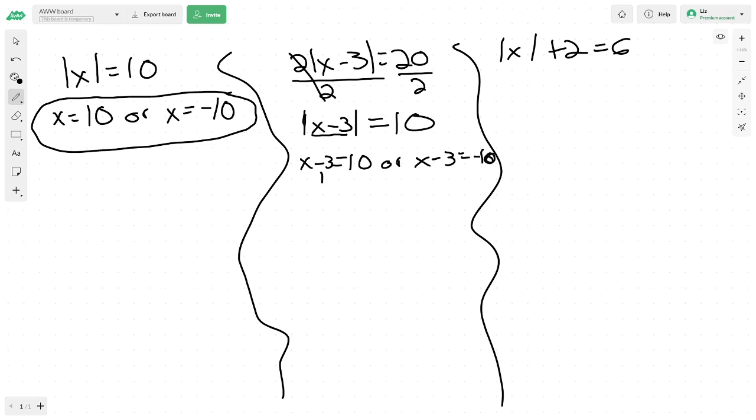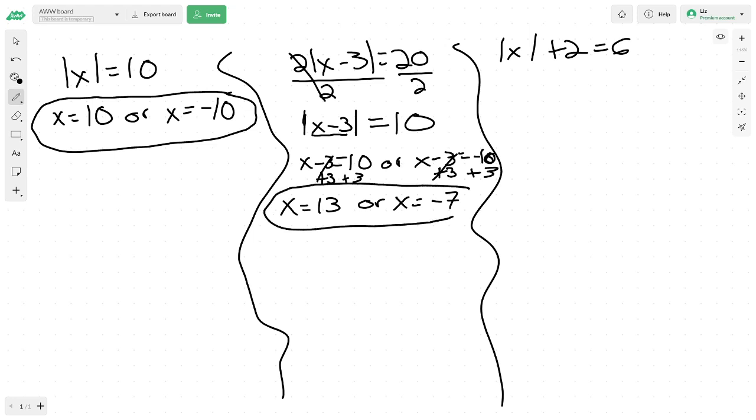Now I need to solve each equation separately. So for this, I need to add 3 to both sides, and x could equal 13. Or if I add 3 to both sides here, x could equal -7, because -10 plus 3 is -7.